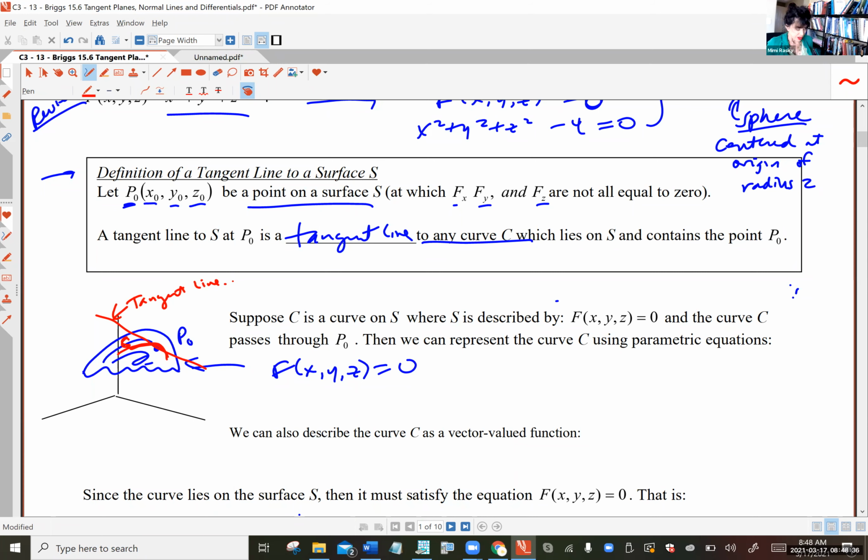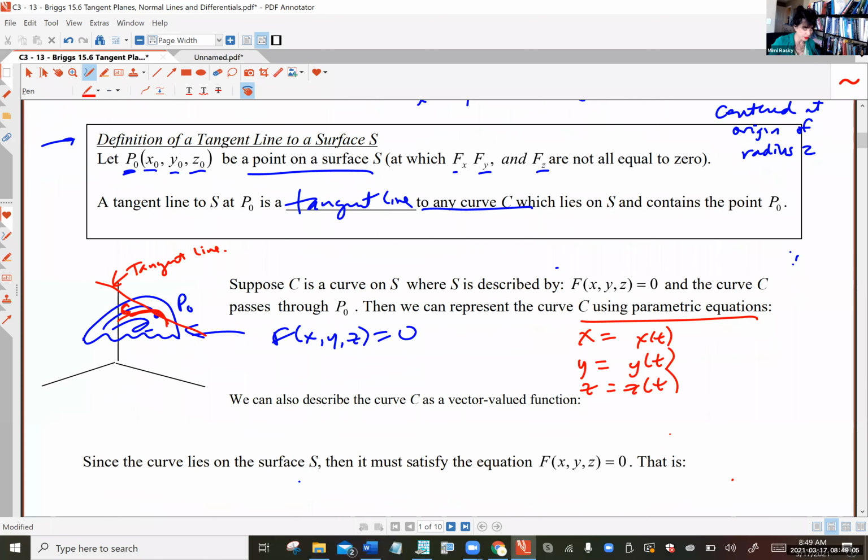Okay. So you've got your C, your curve, and we're going to represent the curve using parametric equations. So you know the drill. Say x is equal to x of t, y is equal to y of t, and z is equal to z of t. Curves you can represent parametrically, right? Or by a vector valued function. We're not doing a line's parametric equations here. We're doing some weird curvy curve, which is like right here, this curve.